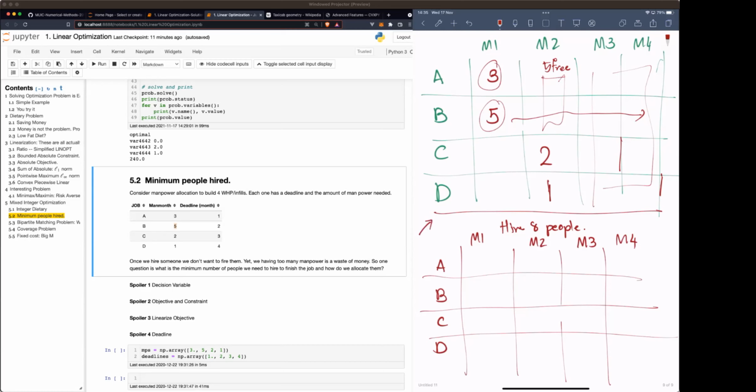You need to hire 8 people. What do you do to make sure everything is within the deadline? The deadline is here. The deadline of this one is here. The deadline of this one is here.